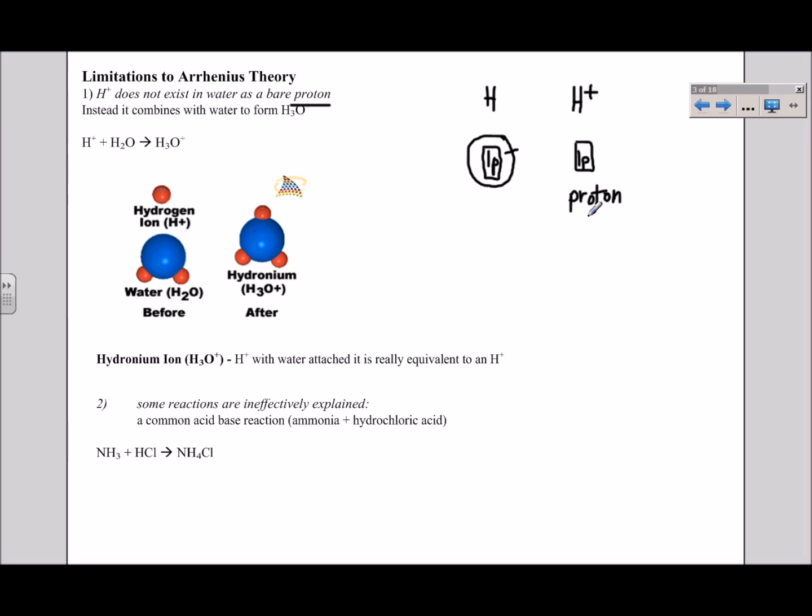Now, if we were to zoom in and look at a solution of acid, we wouldn't actually see bare protons floating around in the solution. What happens is the water molecules actually hydrate the H+, and so the water will essentially capture the hydrogen ions, and what will form instead are H3O plus ions, which are referred to as hydronium ions.